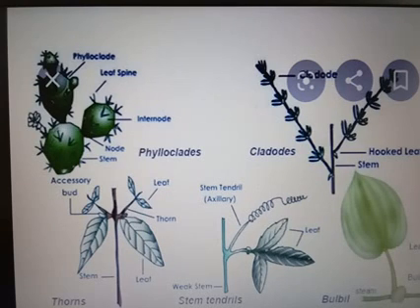Okay, so up to this is our stem portion. I hope you can all understand this portion. Thank you.